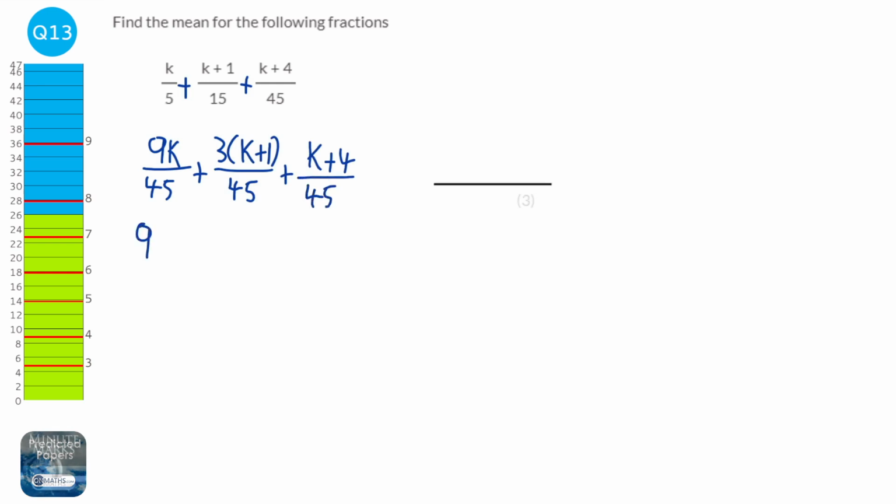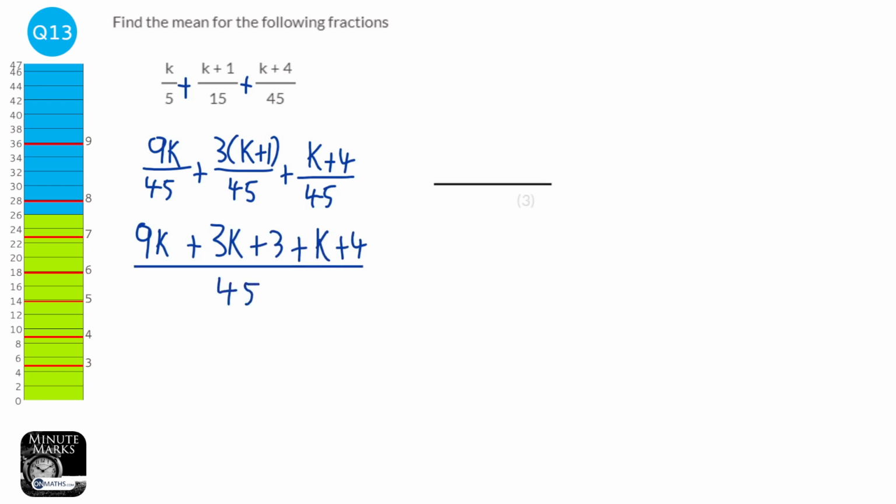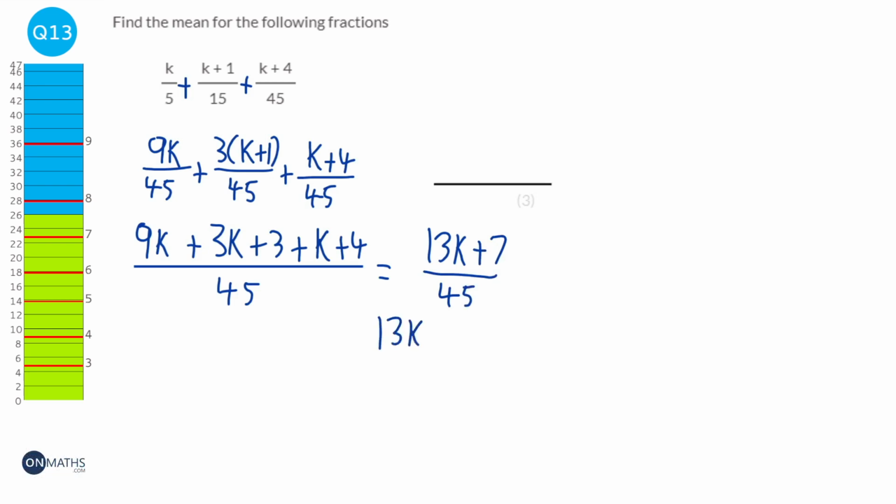Then we can just add the numerators together. And I'm just going to expand the bracket here, so it's 3k plus 3 plus k plus 4, and then all of that over 45. Then we're going to do 9k plus 3k plus k, which is going to be 13k. And then 3 plus 4, which is just 7, over 45. So the sum of them is 13k plus 7 over 45. So to work out the mean, we need to divide it by 3.